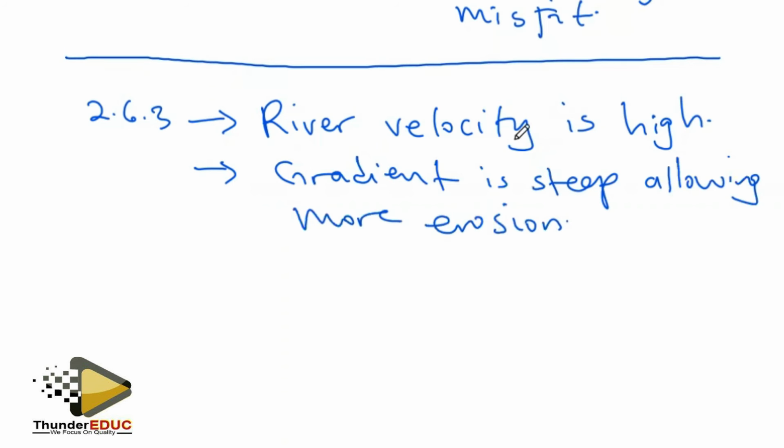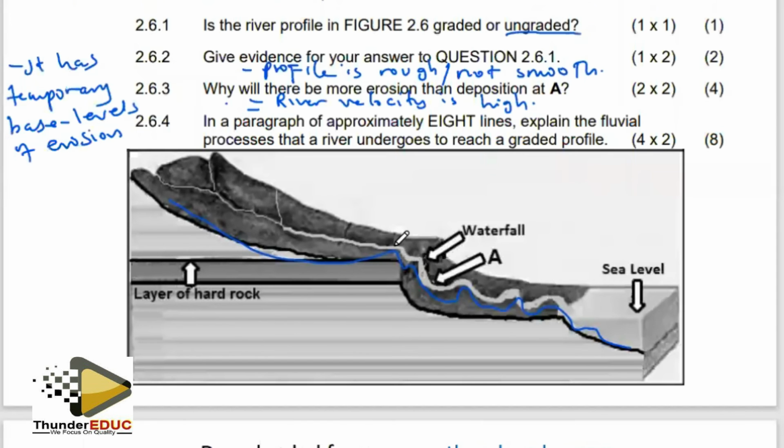Okay, so that's why we say that at A there will be more erosion than deposition. Look at the gradient. It is too steep. That's why there's a waterfall. Too steep. So where it is too steep, we don't expect materials to be deposited. Instead, the river will be eroding vertically, and as well, due to steep gradient, the velocity or the speed of the river is going to be high. Therefore, it will be eroding instead of depositing materials.